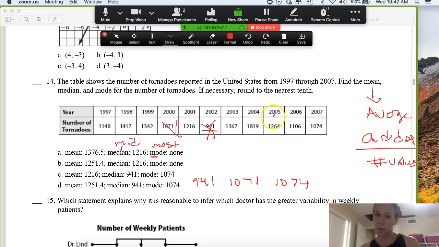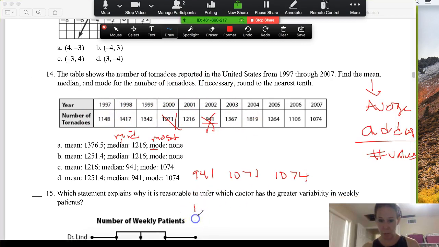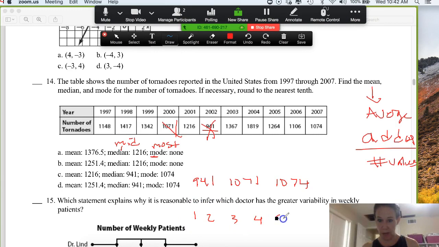Now there are 1, 2, 3, 4, 5, 6, 7, 8, 9, 10, 11 terms, okay? So if I'm just going to write out 11 terms. What would be the middle term? 1, 2, 3, 4, 5. There's 5 over here, and 1, 2, 3, 4, 5. So this would be my middle term.